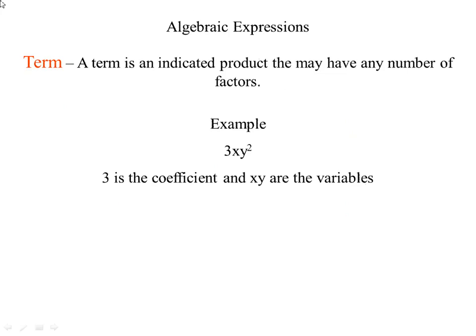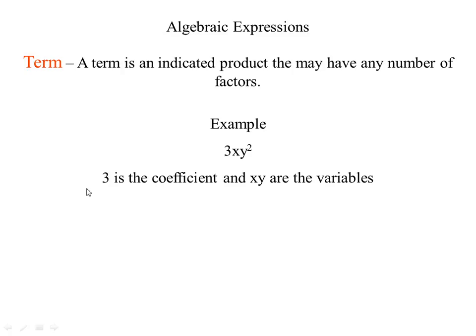All right, so we left off last time doing order of operations, and so now we're actually going to do algebraic expressions. And we start talking about a term, and I think this is one of the first times that we actually see variables in here. So a term is an indicated product that may have any number of factors.